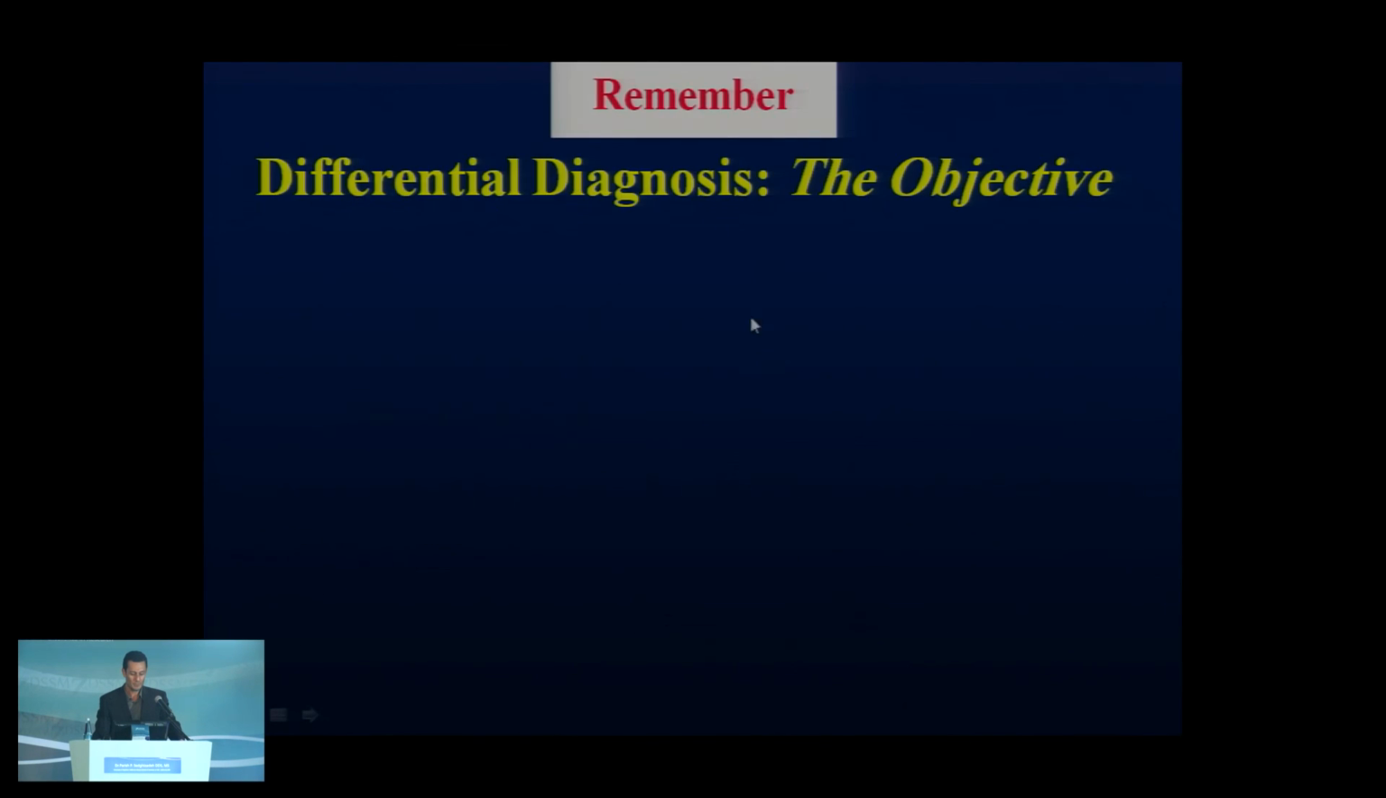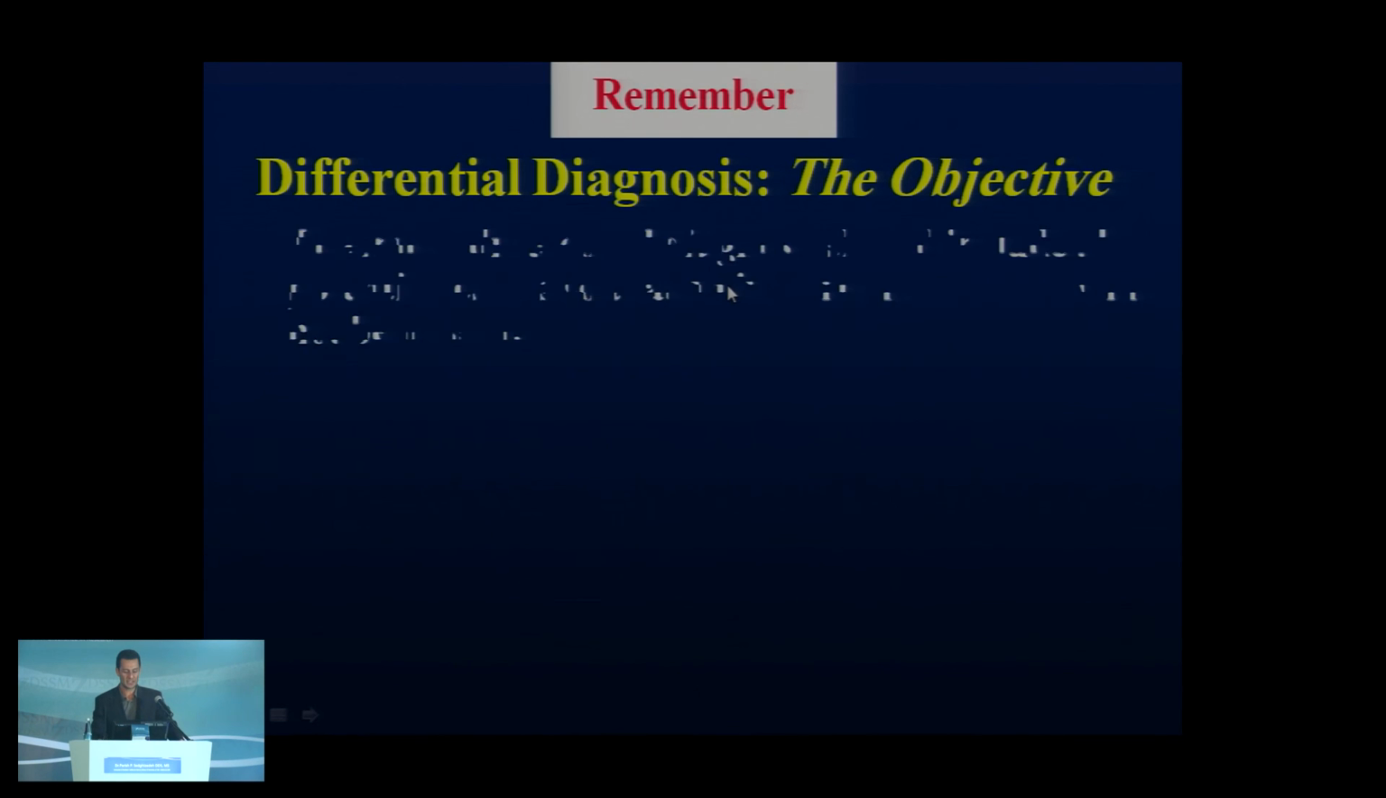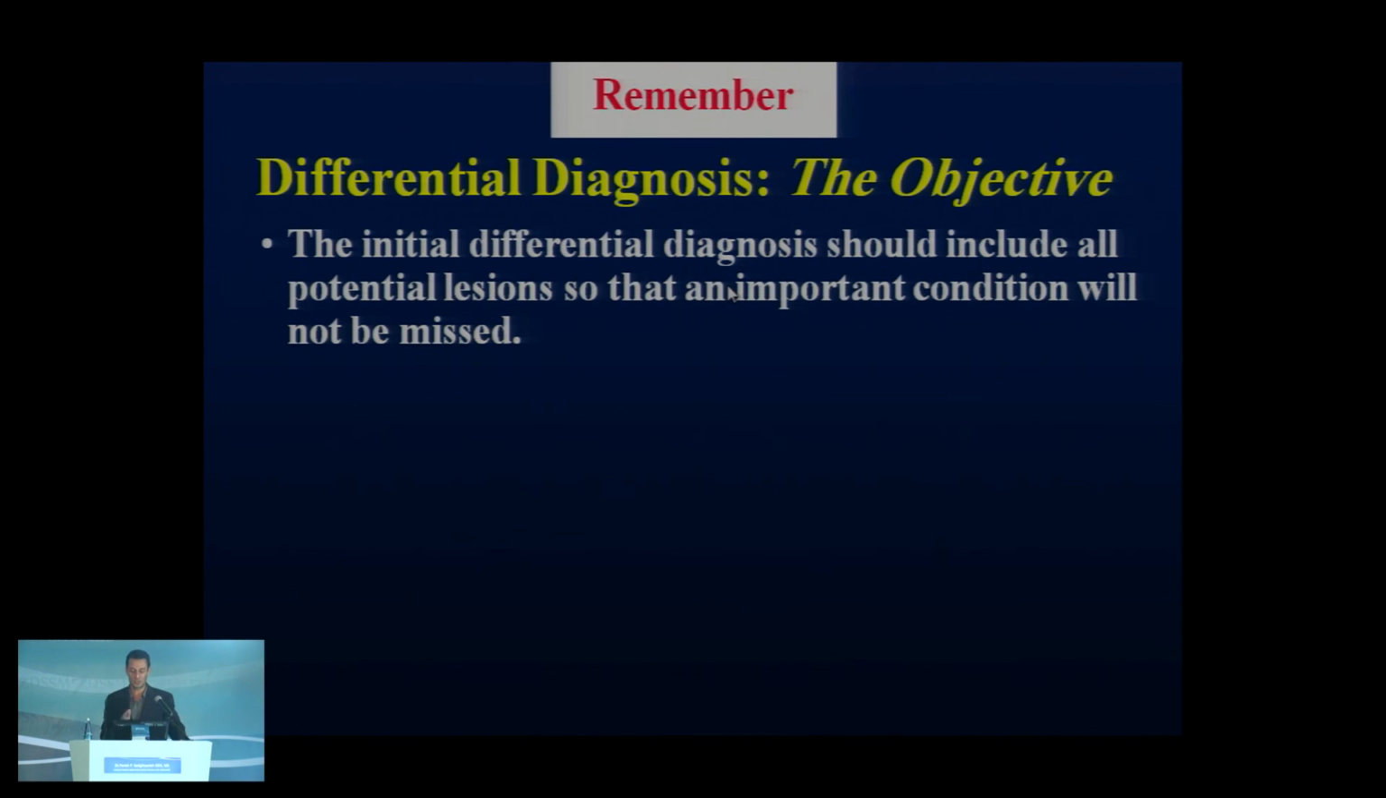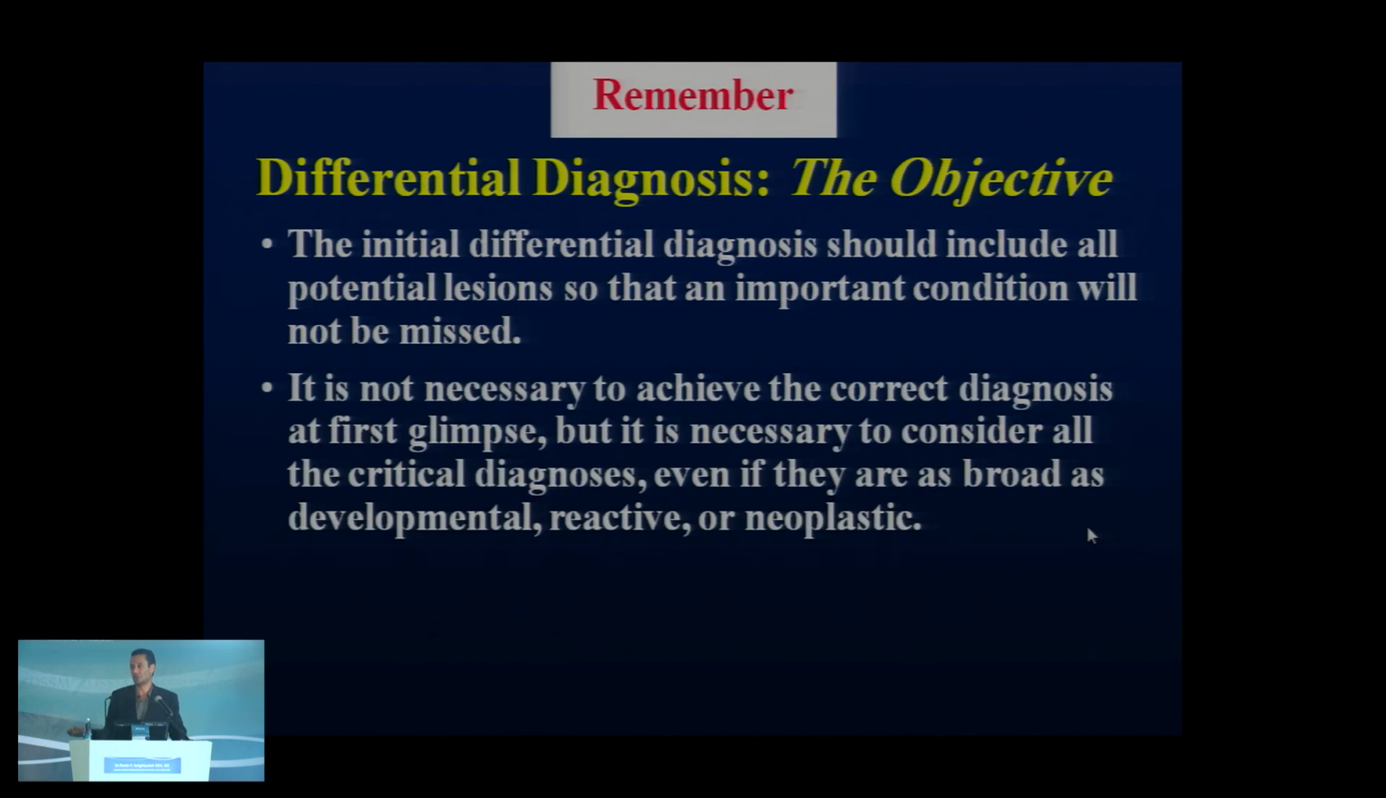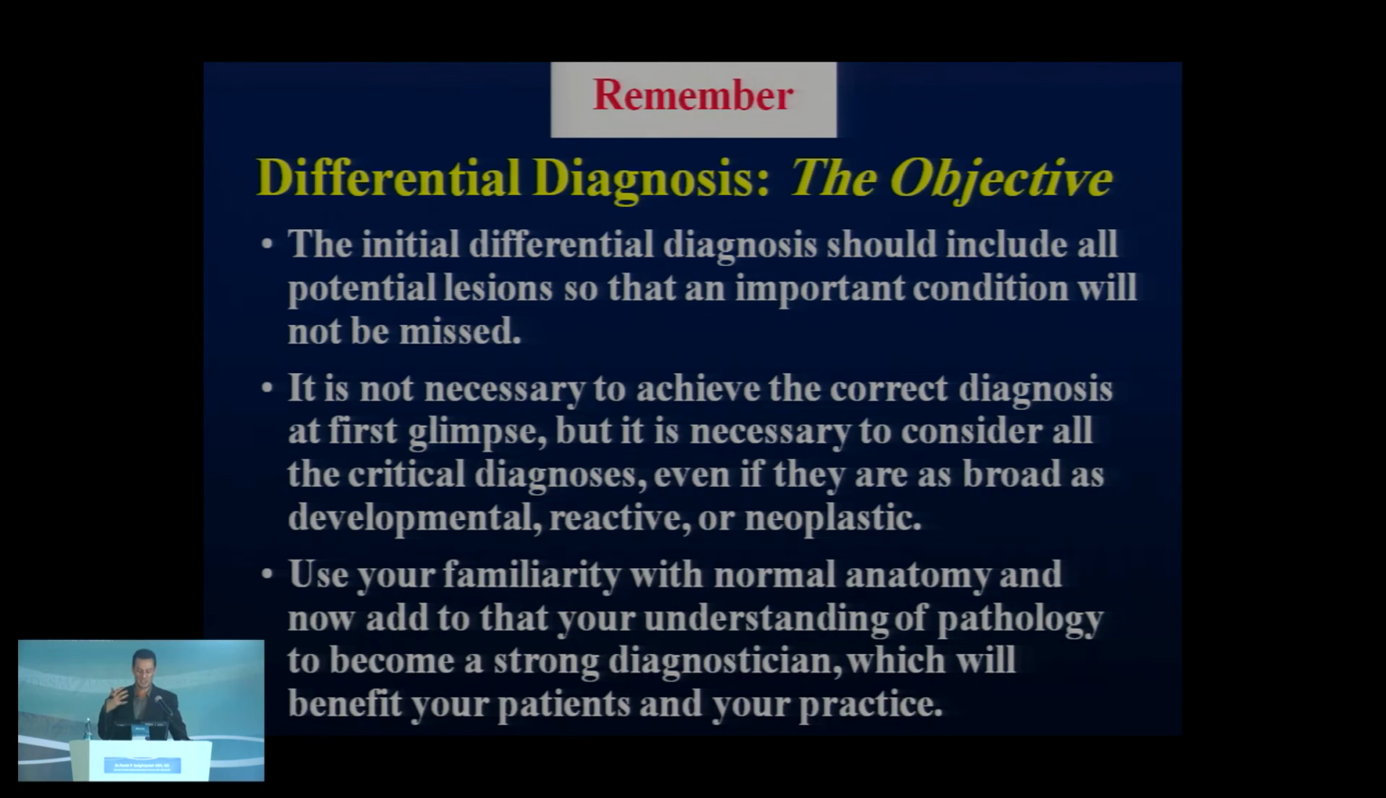Okay? So remember that differential diagnosis is the key, and the objective is that your differential diagnosis should include all the potential lesions so that you don't miss something important. And ultimately, this is for the sake of your patients and their well-being. You don't have to get the right diagnosis. You don't have to look at something and know exactly what it is. Okay? You just have to be at least as broad as developmental, reactive, or neoplastic, and then use your normal anatomy and histology and that expertise and understanding to generate differential diagnoses.